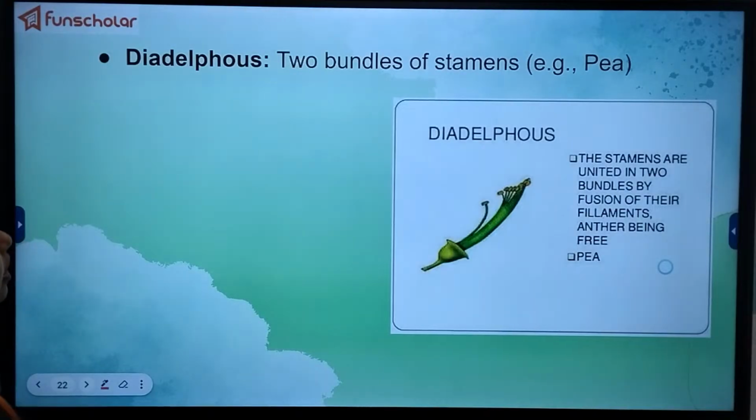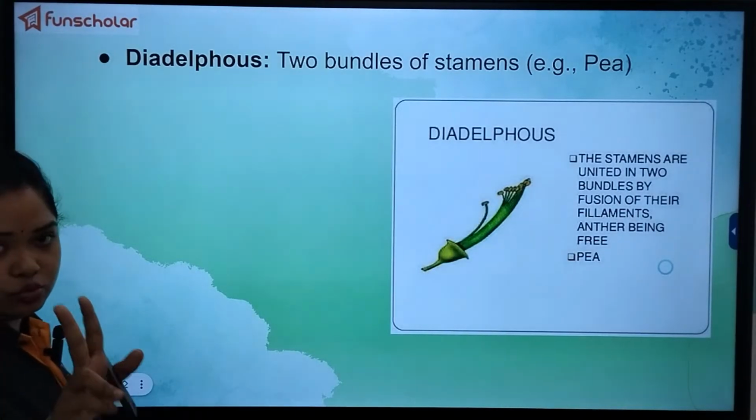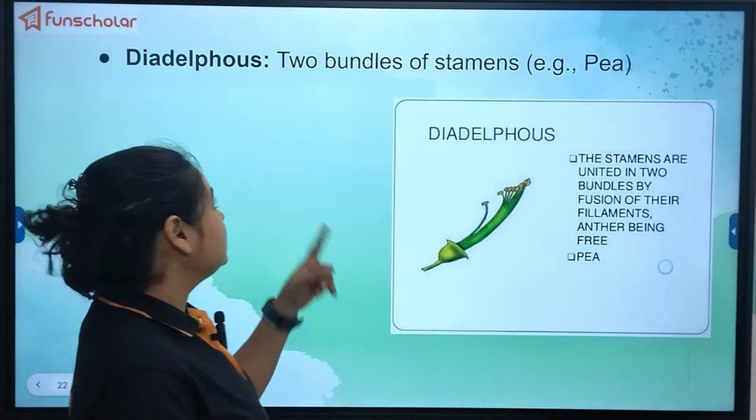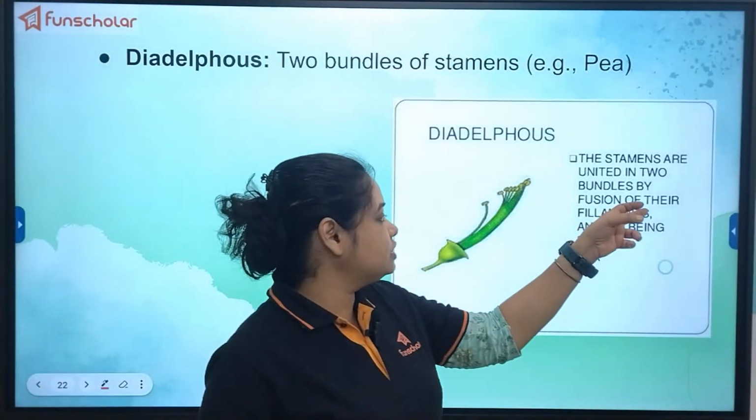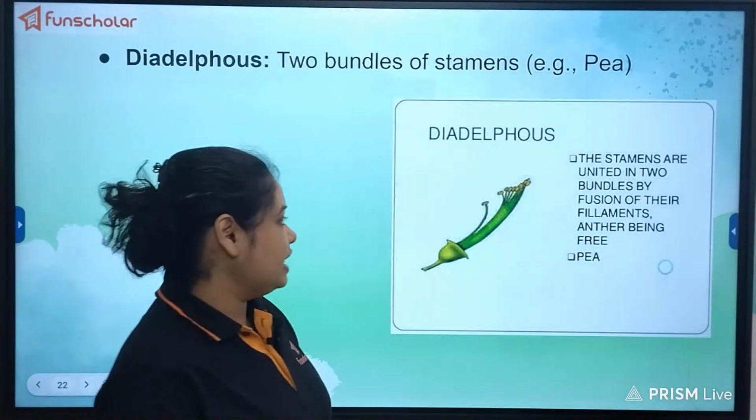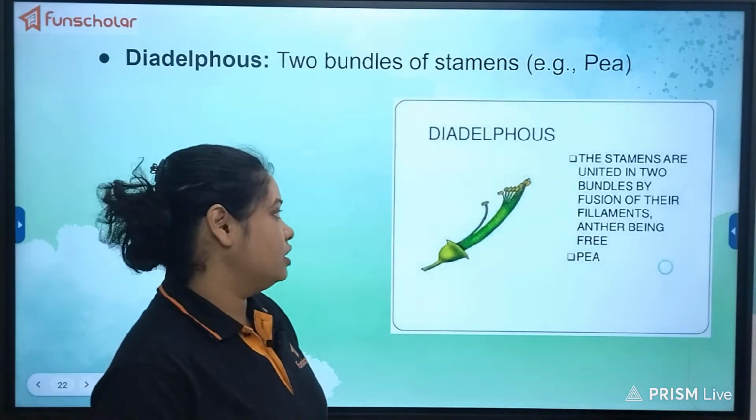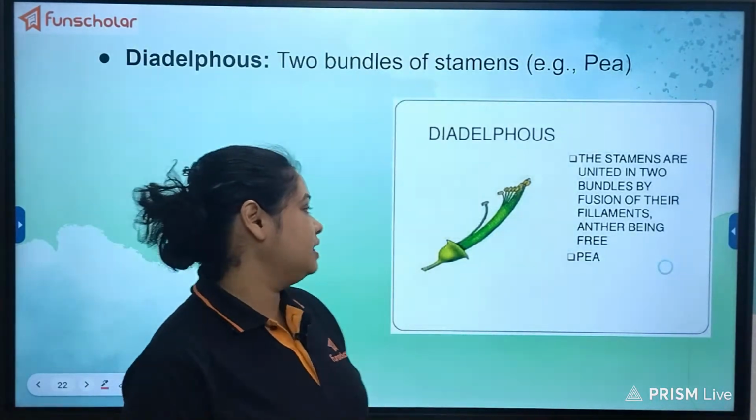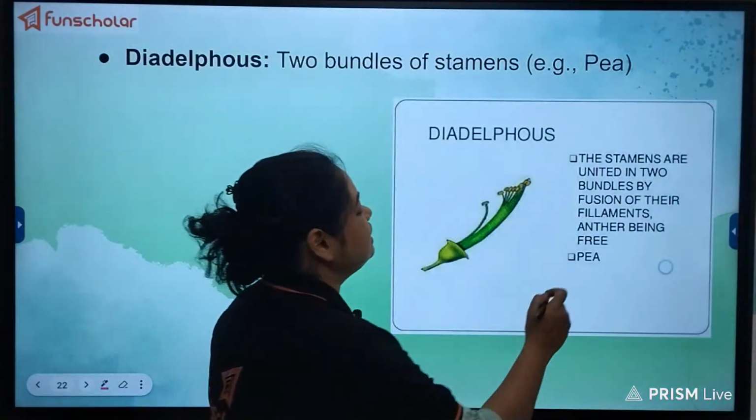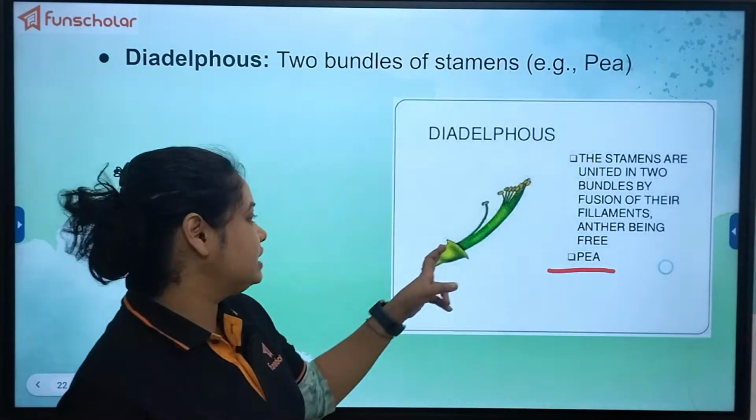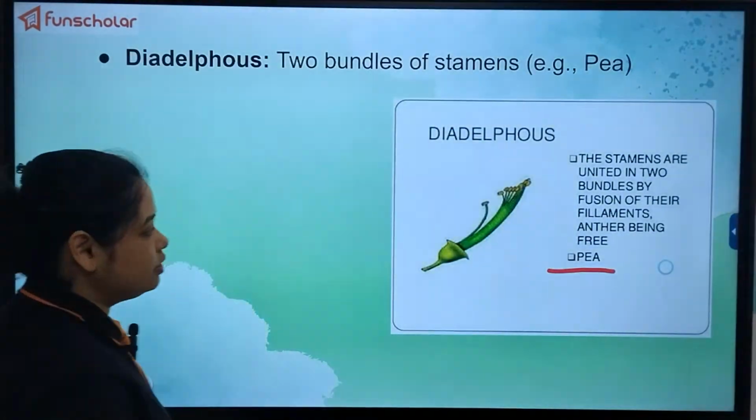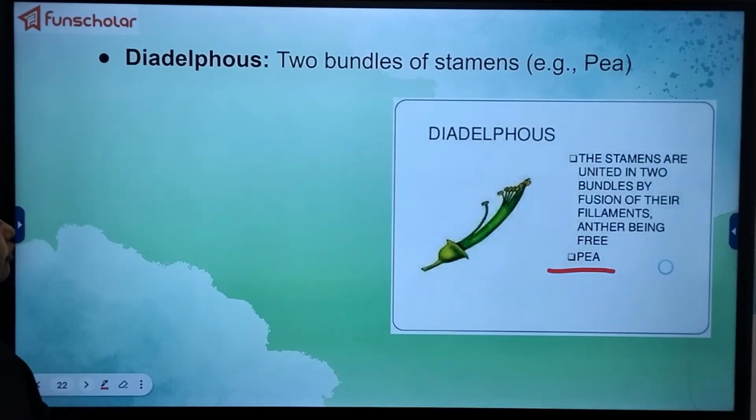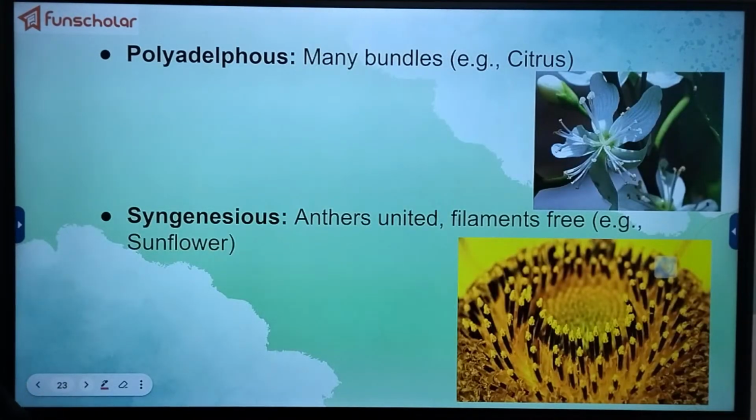Then diadelphous stamen, in which di means two. So diadelphous means two bundles of stamens. So the stamens are united into two bundles by fusion of their filaments, and the anthers remain free because the sacs are free, and this type of arrangement can be seen in case of the pea plant. You can see here one bundle and this one is separate, so this forms another bundle. So two bundles are formed by the group of stamens that is known as diadelphous.